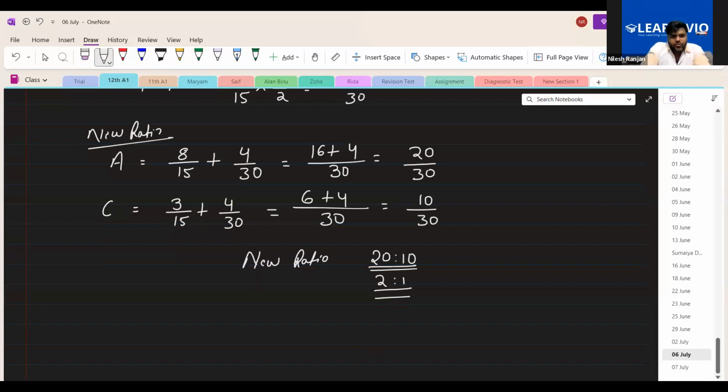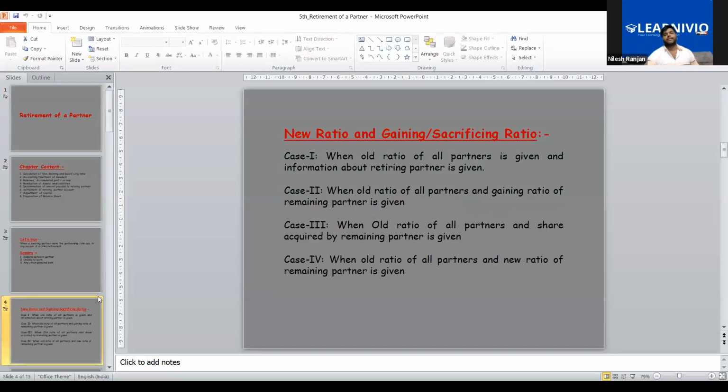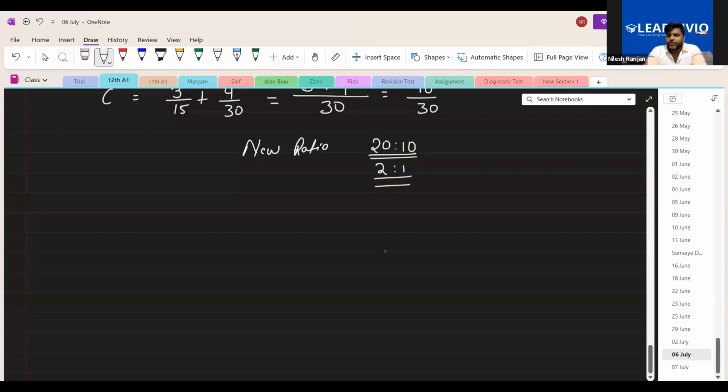Okay, there is one more case for gaining sacrificing ratio. I think we have not discussed that. So case 4, when the old ratio of all partners and the new ratio of the remaining partners is given. If the old ratio and the new ratio are both given, then you just have to calculate gain or sacrifice. That's it, nothing else. Because the new ratio is already given, the old ratio is also given. So you have to calculate gain. And the formula of gain, I think you already know.